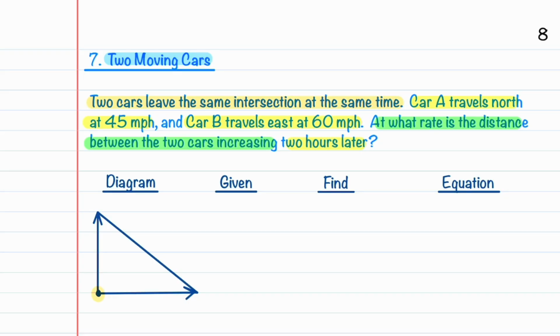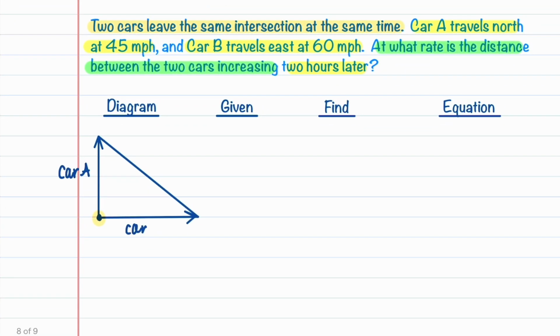The first thing we want to do is fill in some information into our diagram. Let's first think about car A. Car A is traveling north, so let's label this car A. And then car B is traveling east, so we'll label this car B. And let's put variables with this. Let car A be the variable y and car B be the variable x.